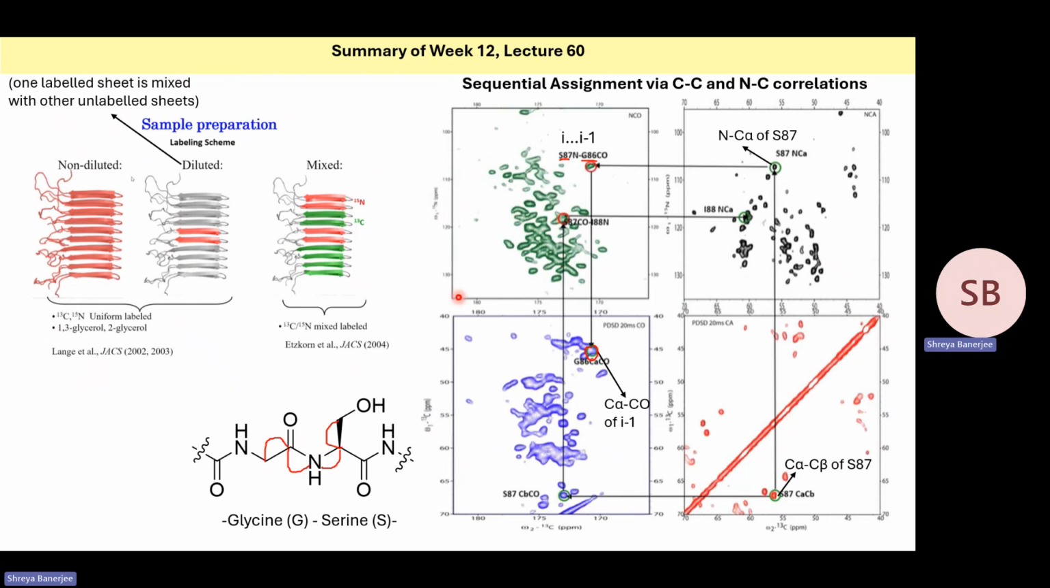So you're taking different 2D spectra, and from one 2D spectrum, you're moving to the next. Suppose this is the C alpha C beta of serine. If we move vertically in the same line, we will have the C alpha of serine. And if it's with 15N, then it is the NC alpha of serine. Like this, we can move from one 2D spectrum to another and sequentially assign the amino acids along the peptide chain with CC and NC correlations.